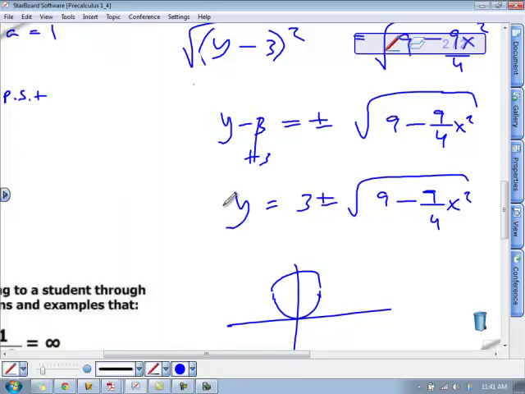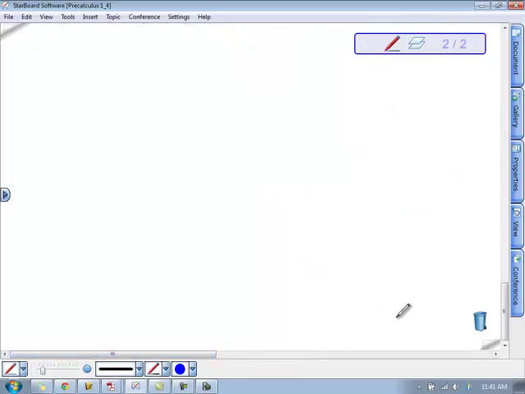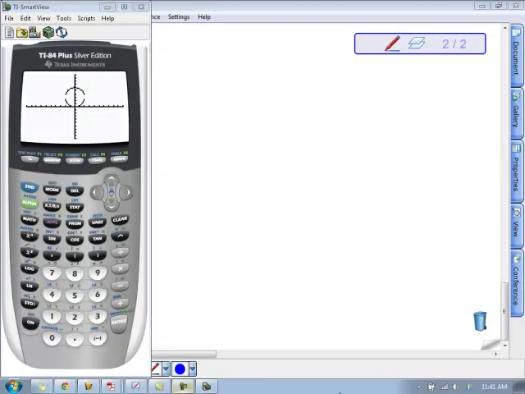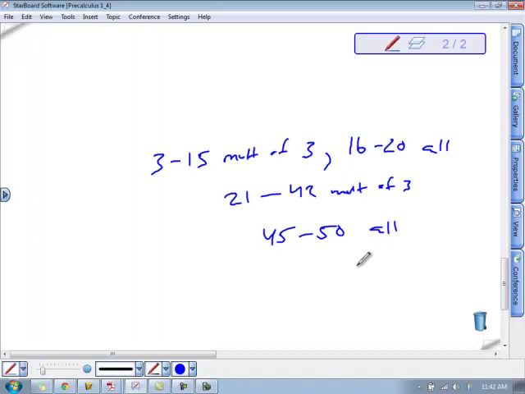I know we're going to need to practice this a little bit more, which is fine. Homework is what? All right, so here's the homework. Go ahead and give it a try. Hopefully this helps.